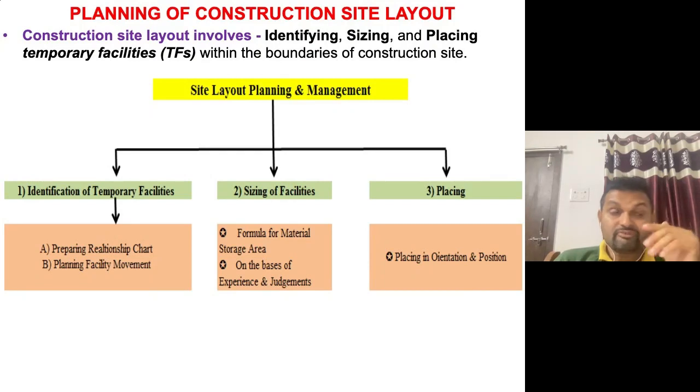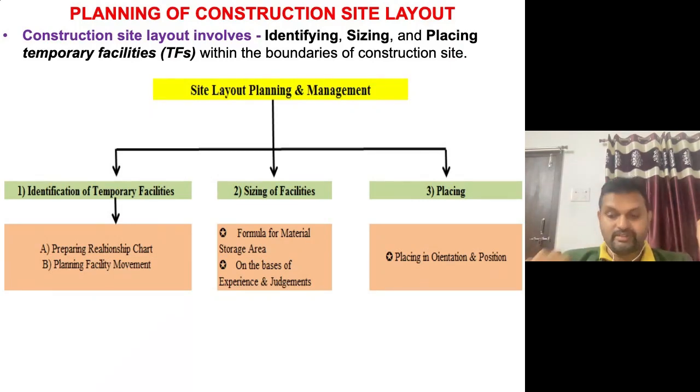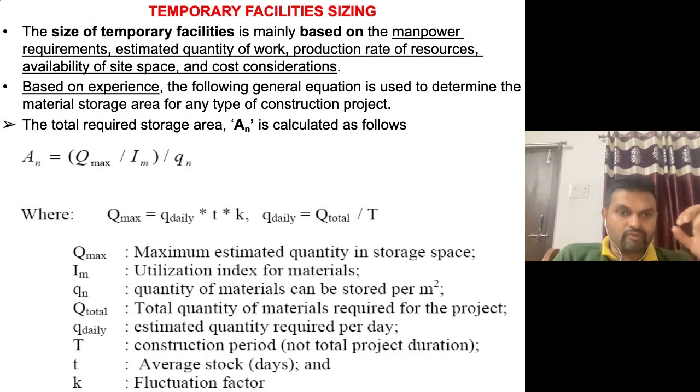Now the next part is, once you have identified what temporary facilities you are going to require on your site, the next critical part is sizing the facilities. You should be able to decide how much should be the size of the temporary facilities. That we will see in the formula, and then we will move to placing them or linking them to each other. So how to do the sizing, that we are going to learn from this particular formula, right? So let's focus on the formula.